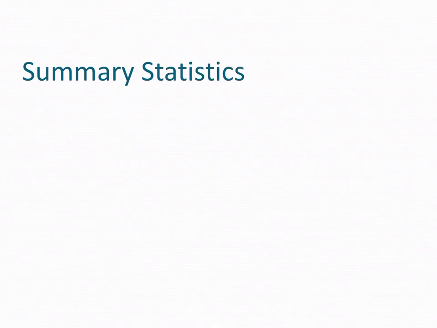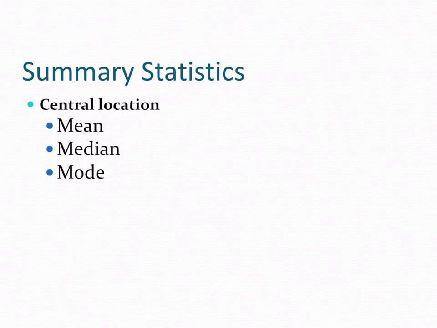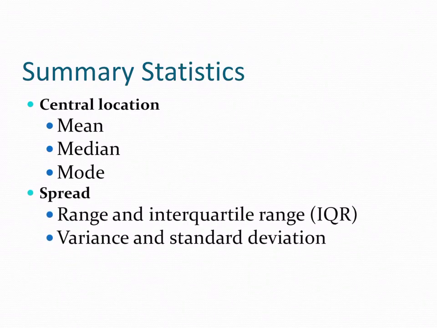So, summary statistics, what are the main ones? Well, these are the 3 M's that we talk about all the time: mean, median, and mode. Then we also go into spread, which we talked a little bit about: the range and interquartile range, variance, and standard deviation. These are the summary statistics that we'll be going over.